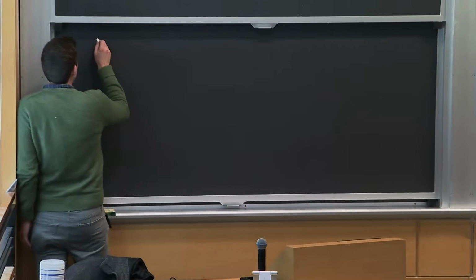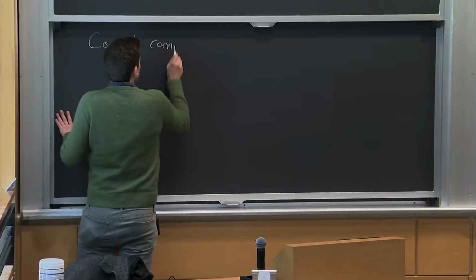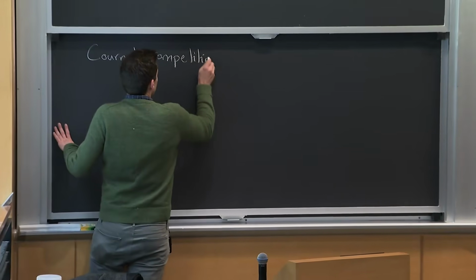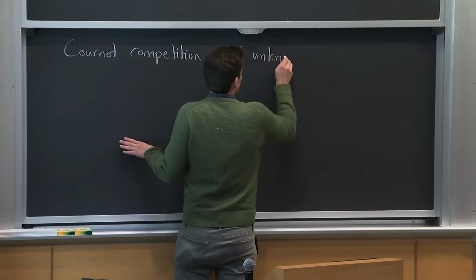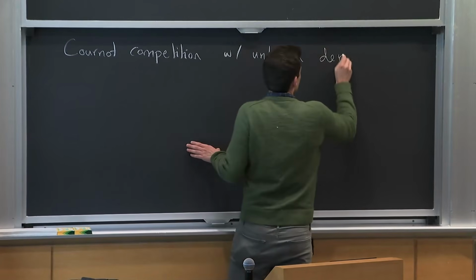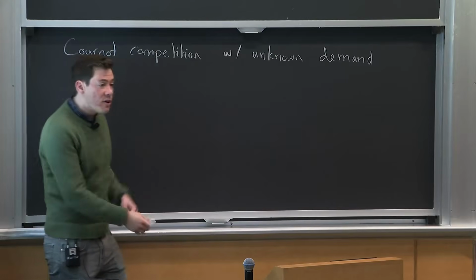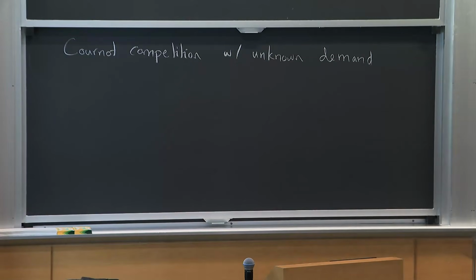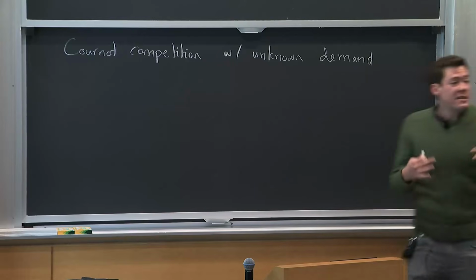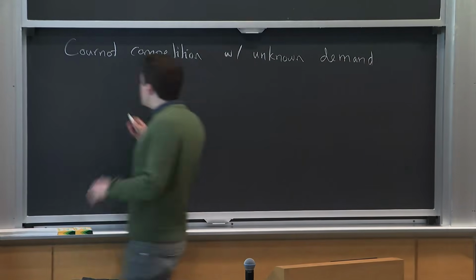So let's start with an example of Cournot competition with unknown demand. So you recall that in the model of Cournot competition we've introduced so far, it was assumed that both firms exactly knew the demand curve. They exactly knew what the price would be as a function of both of the quantities that were set. But that's kind of an unrealistic assumption.